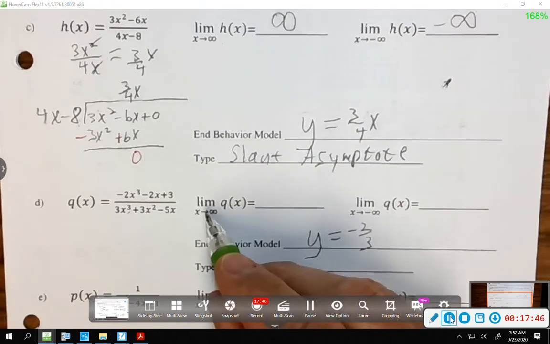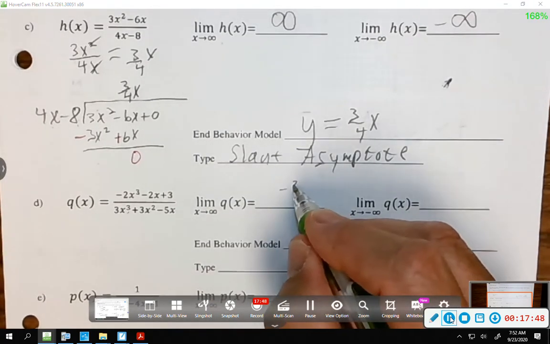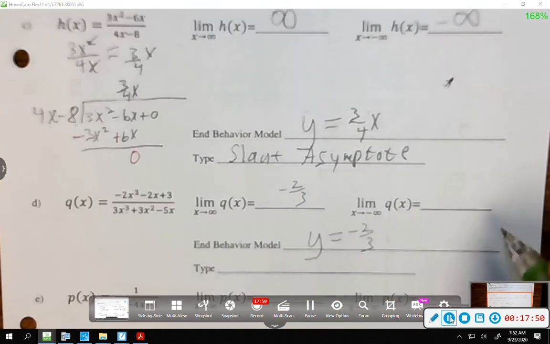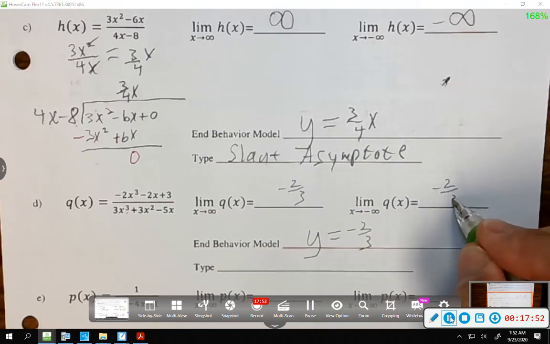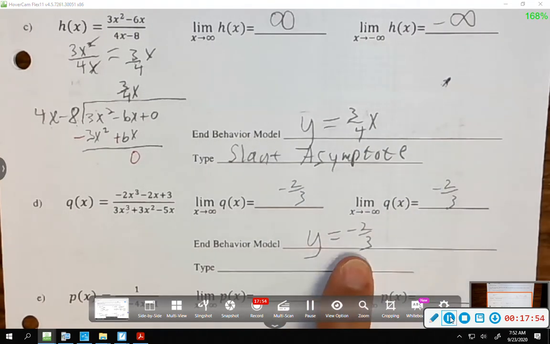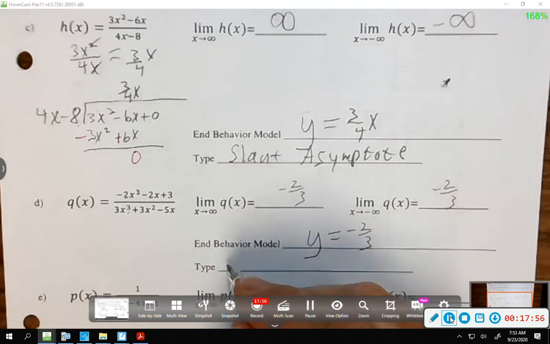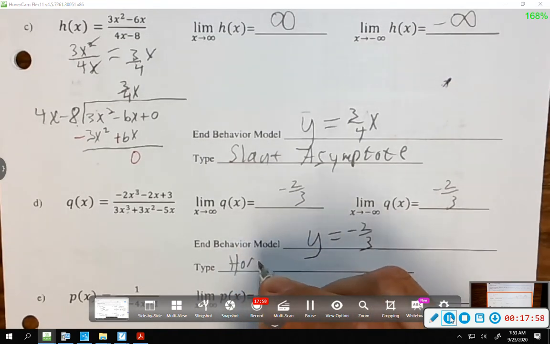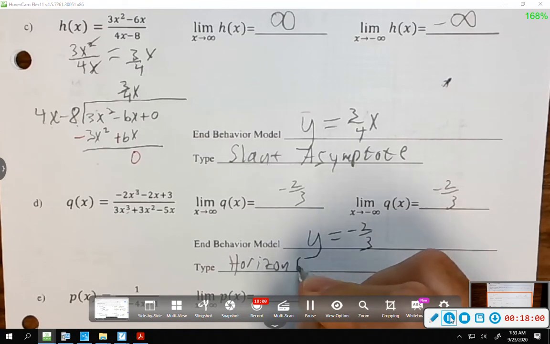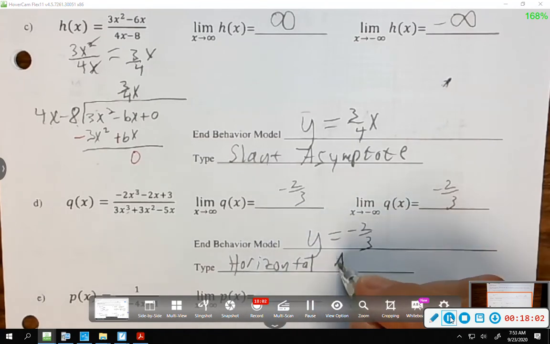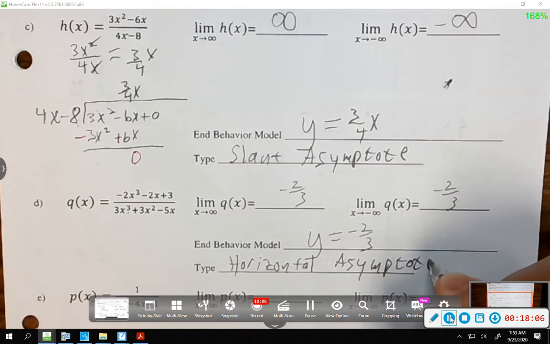So the limit as x approaches infinity is going to be negative 2/3. The limit as x approaches negative infinity is going to be negative 2/3. Whenever it's y equals a constant, whether it's 0 or some other number, it is a horizontal asymptote. Okay, so we just fill that box in.